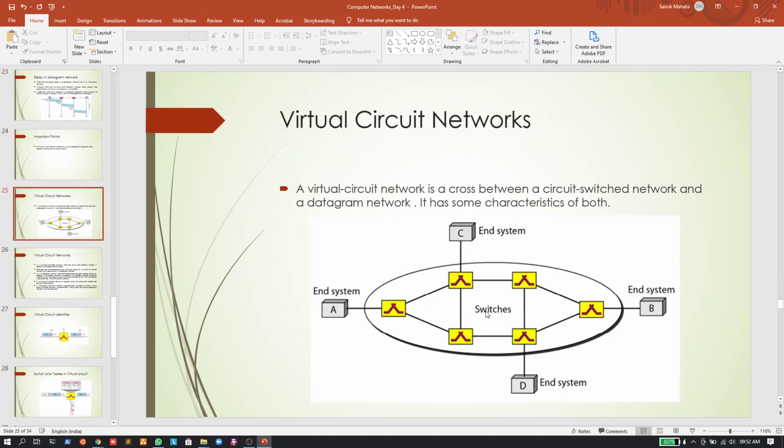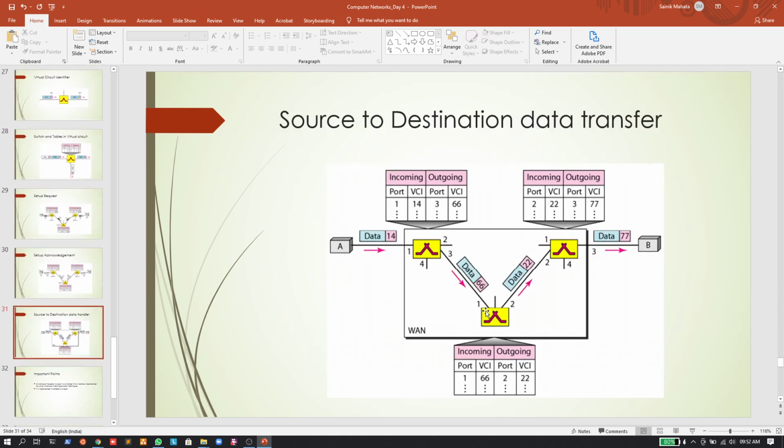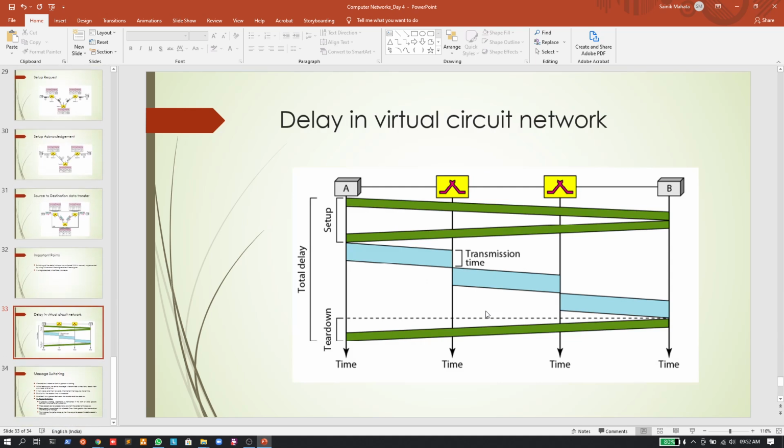But in this scenario, the switch does not have to bother about how the connection is being made, or how the routing table is being updated, right? The connection as well as the routing table gets updated in the setup phase only. So now the switch doesn't have to bother, or we can say that it does not take any extra time to send data from one switch to another switch.